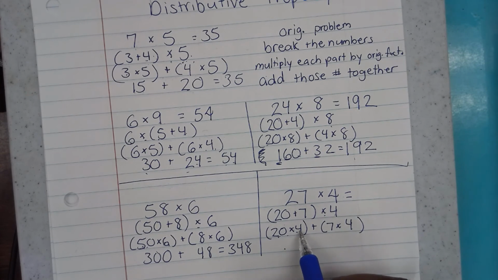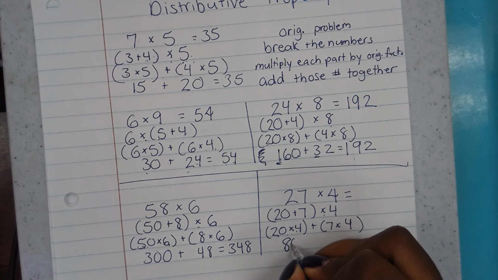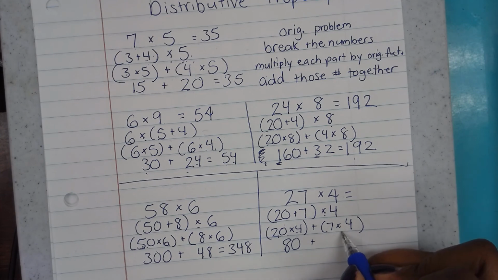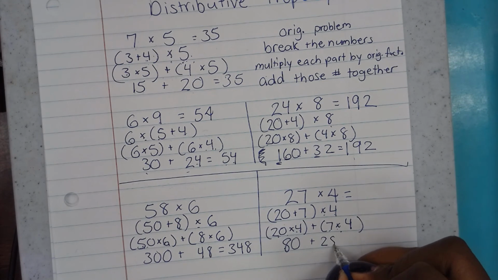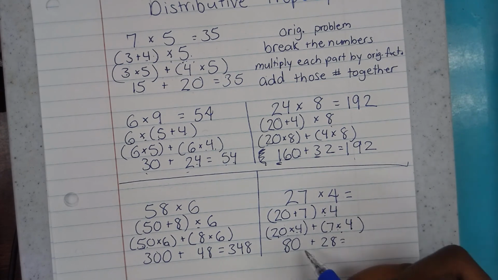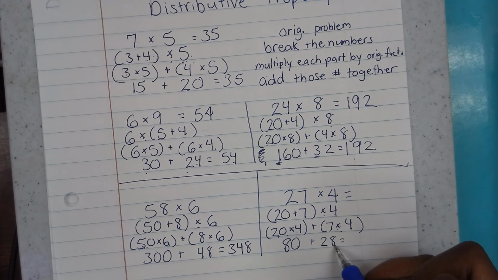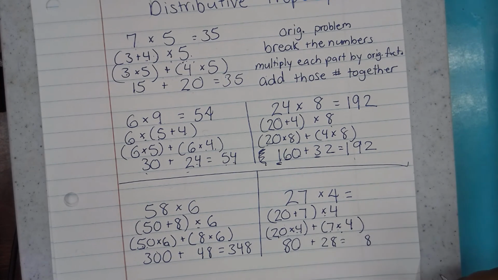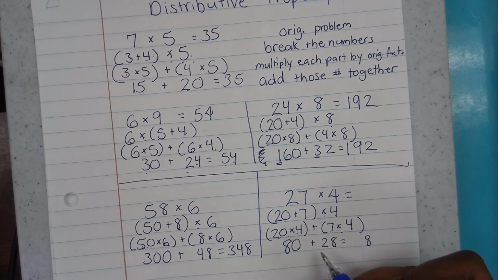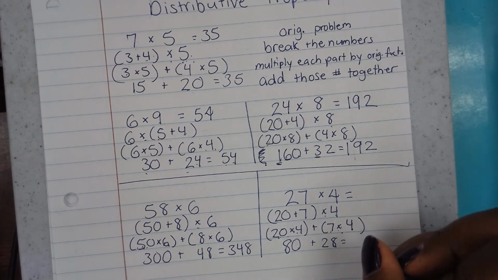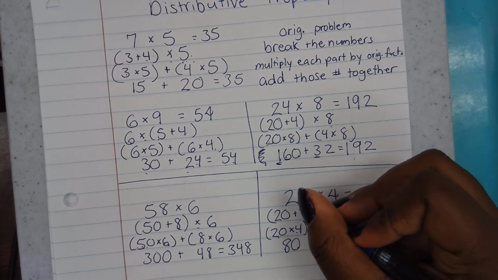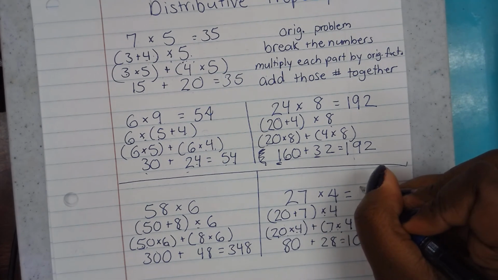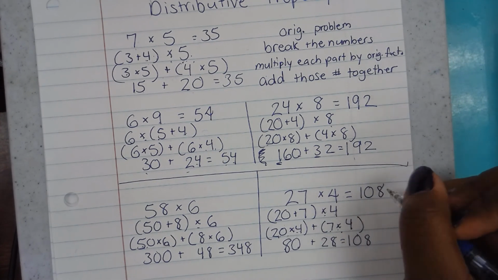Mine is 20 times 4, which will give me 80. And then you're going to do the same thing over here. Multiply out that problem. I have 7 times 4, which equals 28. And then I'm going to add them together. 0 and 8 make 8 in the ones place. And 80 plus 20 makes 100. So that means I have the number 108 as my answer, which means that 27 times 4 equals 108.